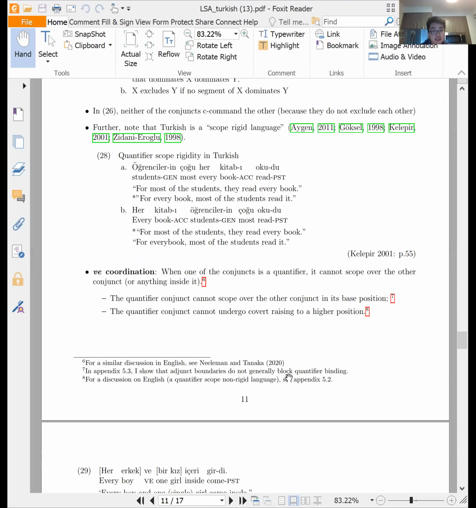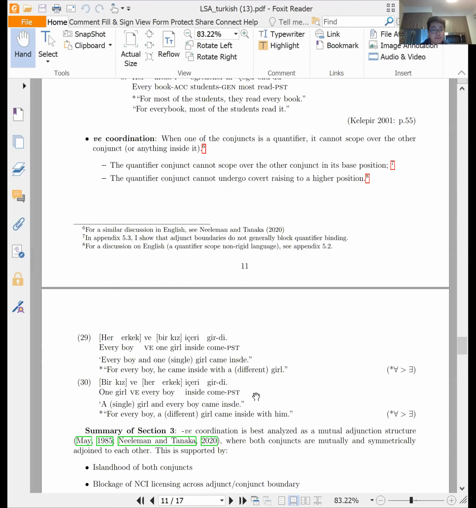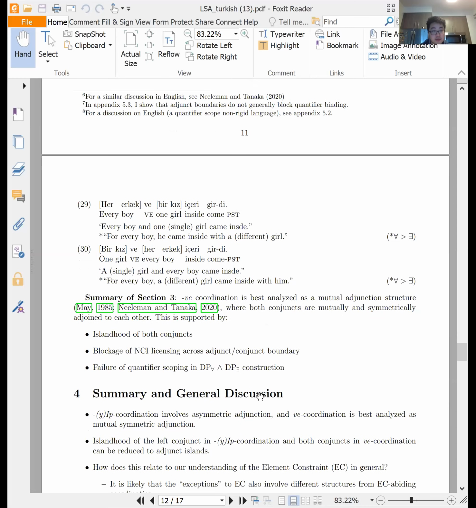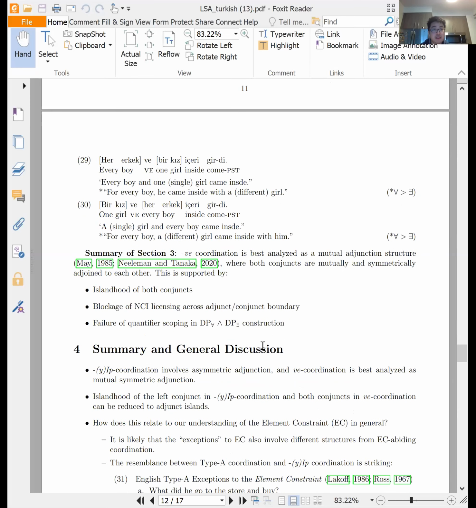Turning to Vape coordination, we should expect that when one of the conjuncts is a quantifier, it should not scope over the other conjunct or anything inside the other conjunct. And this is attested in 29 and 30 on the next page, on page 12. We see that when the left conjunct is a quantifier, hiç erkek, every boy, the universal quantifier, it cannot scope over the other conjunct when the other conjunct is an existential.